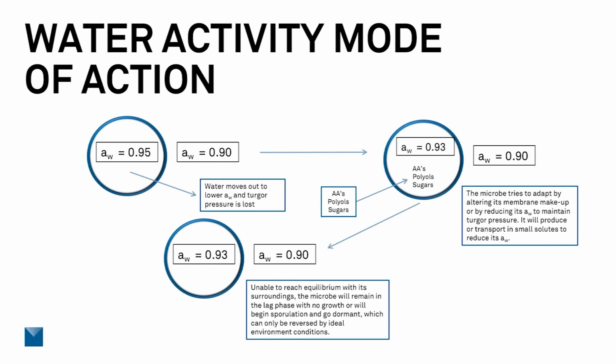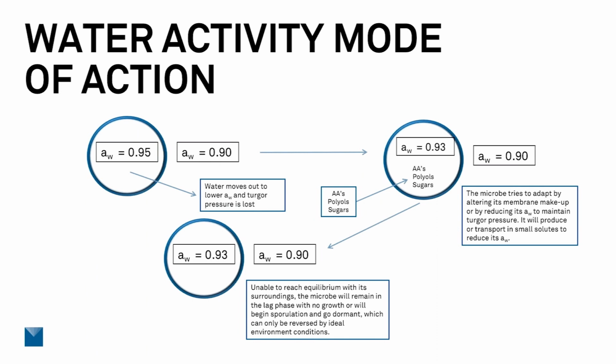So we know from what we've learned about energy and water activity that water wants to go from high water activity, or high energy, to low water activity, or low energy. The water inside the cell is going to want to move out, and when it does that, it is going to lose turgor pressure. And that is not a good state for the cell to be in. All right.